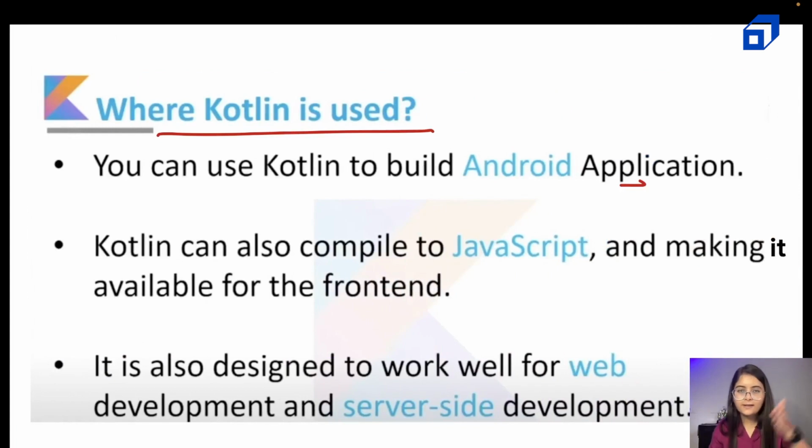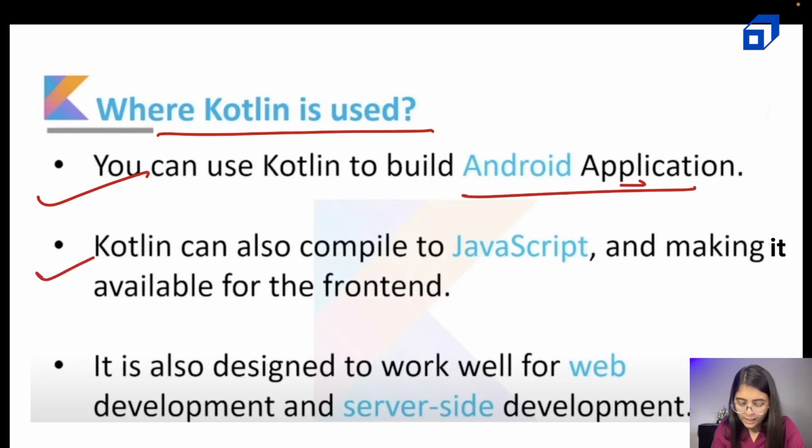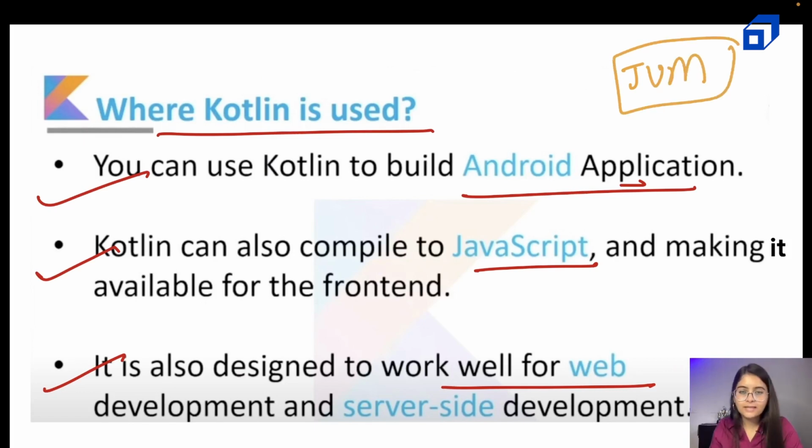If you remember in the earlier slides as well, I told you there are three major applications of Kotlin, the programming language. You can use it to build Android applications. Kotlin can also compile to JavaScript, making it available for the front end, and it is also designed to work well for web development and server-side development as well. And if you remember, I told you it works well for the JVM as well, that is Java Virtual Machine, right?